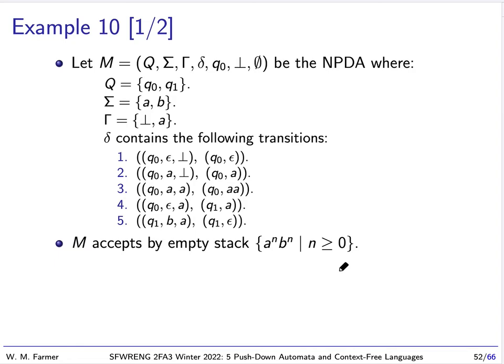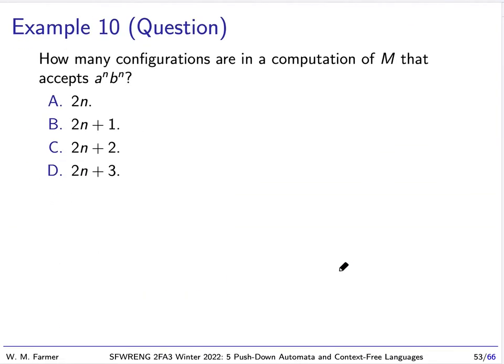I'm going to start off with a question. How many configurations are in a computation of M that accepts A to the n, B to the n? So take a moment. Consider what this machine is and see if you can come up with the answer.